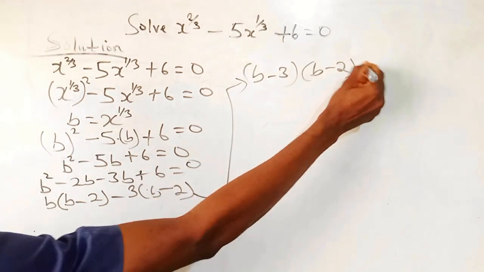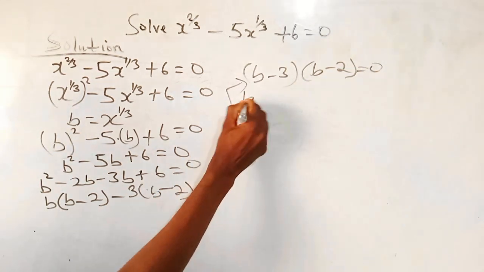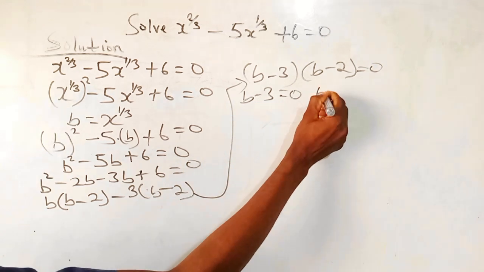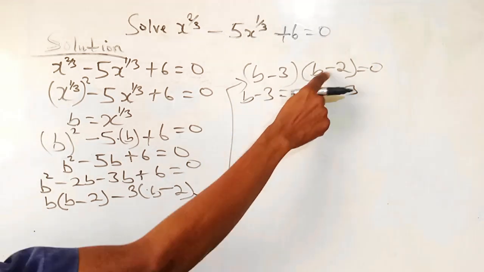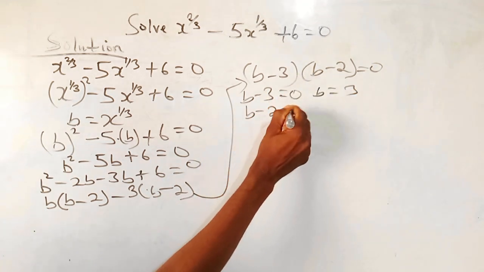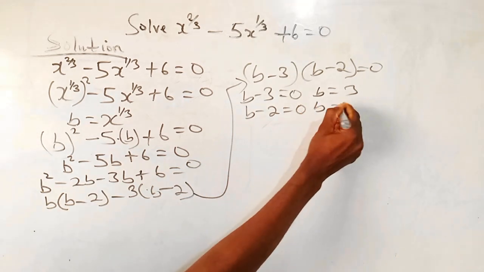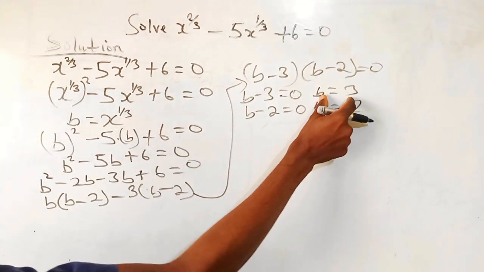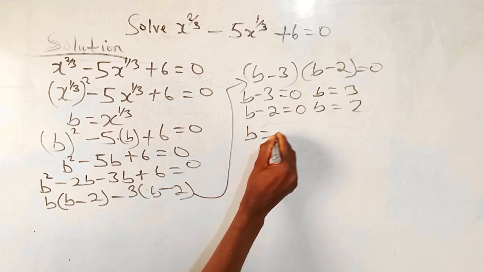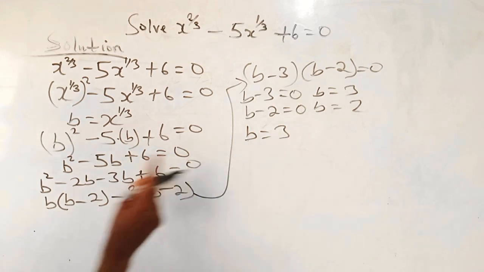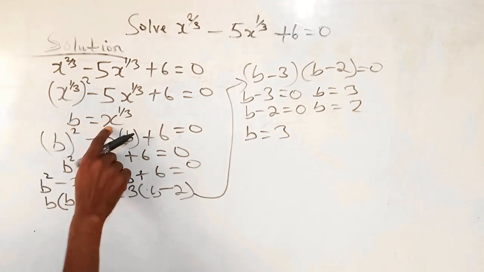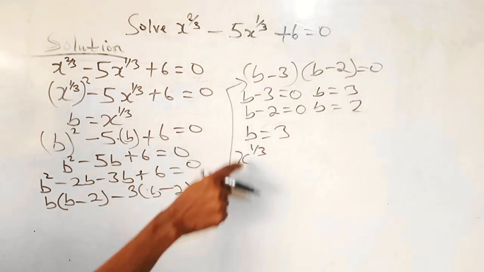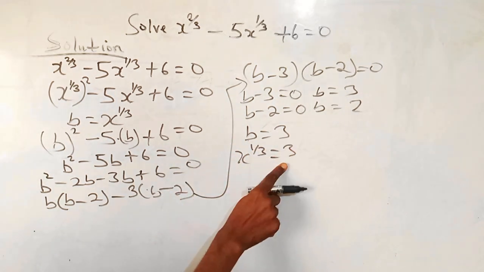So we have b minus 3 times b minus 2 equals 0, which implies b minus 3 equals 0, that means b equals 3, and for b minus 2 equals 0, that means b equals 2. So when we come back here, let's start with b equal to 3. The value of b is x raised to the power of 1 over 3, which is b, equals 3.